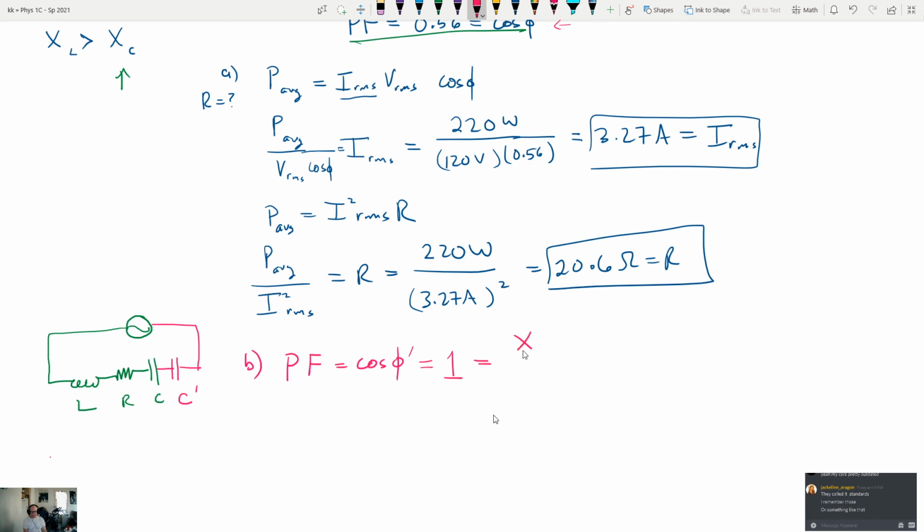But what was the power factor? The power factor was equal to XL minus XC divided by R. And we are going to be manipulating this by throwing this extra XC prime in here. Really, we want to calculate what C prime is equal to. So basically this equation is going to tell us that R is equal to XL minus XC prime.